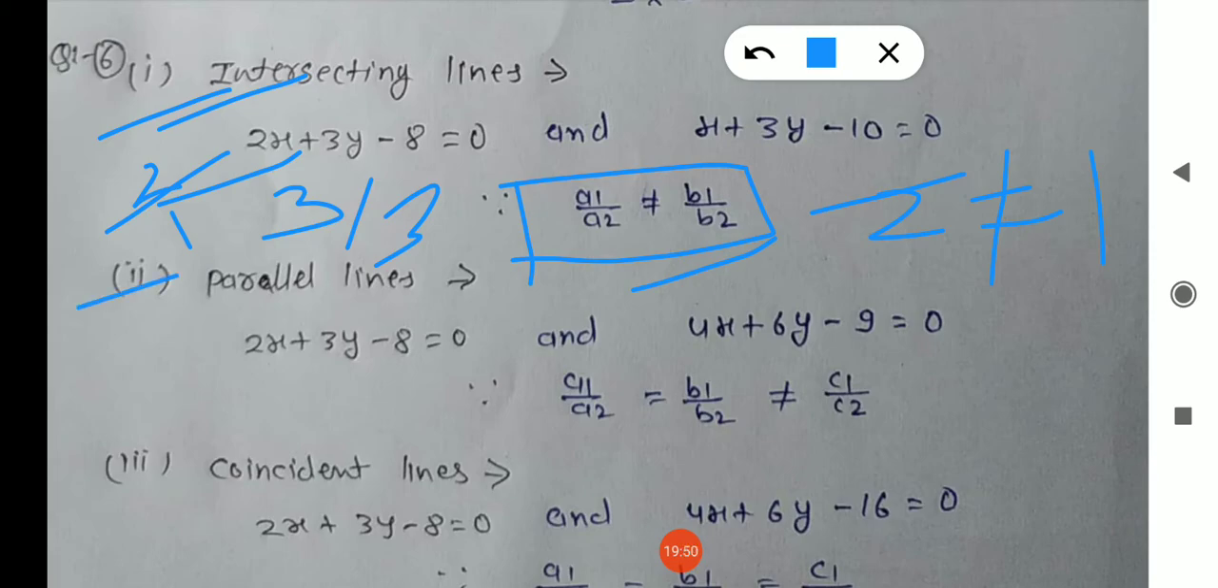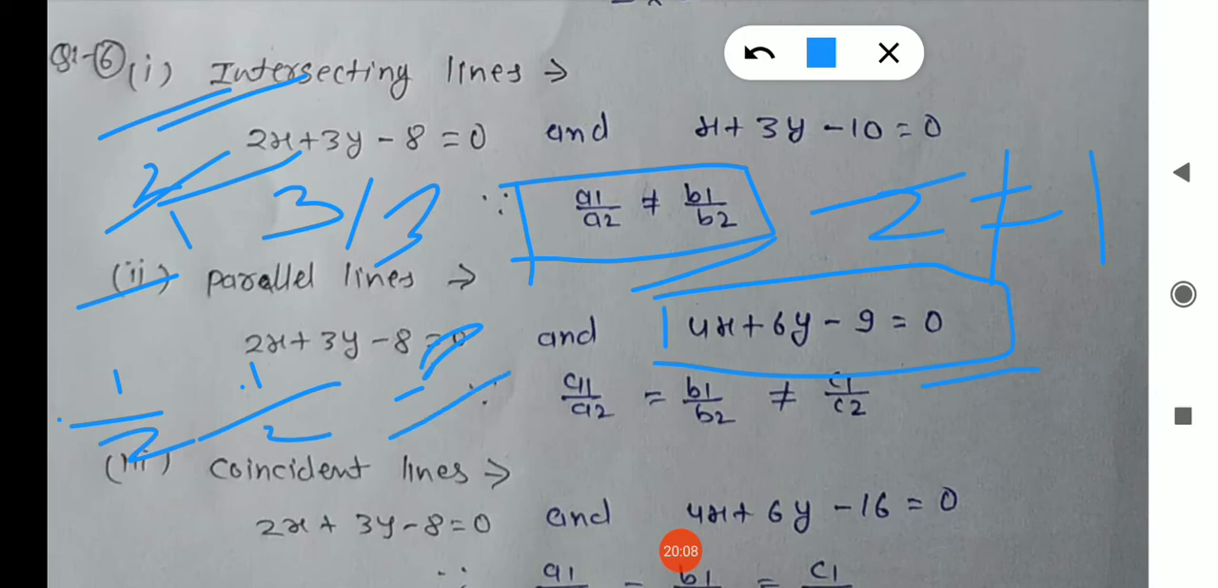For parallel lines, what is the condition? A1 upon A2 is equal to B1 upon B2, but not equal to C1 upon C2. So we take 4x plus 6y minus 9. 2 upon 4 we get 1 upon 2. Now 3 upon 6 again we get 1 upon 2. Now minus 8 upon minus 9. Minus and minus cancel, but 8 upon 9 remains as it is. It means A1 upon A2 is equal to B1 upon B2 but not equal to C1 upon C2. So it is the parallel line condition.